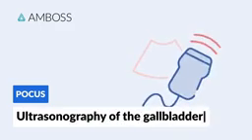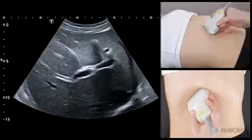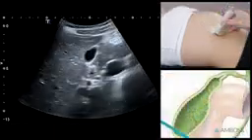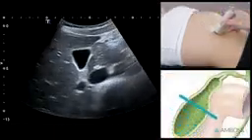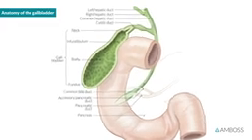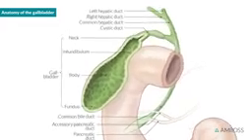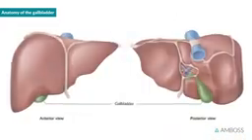Ultrasonography of the gallbladder. In this video, we'll show you when and how to perform an ultrasound scan of the gallbladder. The gallbladder is a pear-shaped, hollow, fluid-filled organ that lies against the visceral surface of the liver.